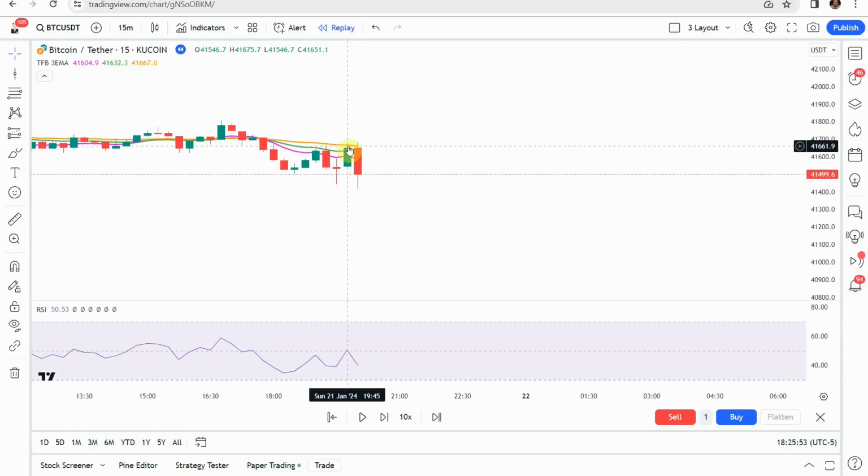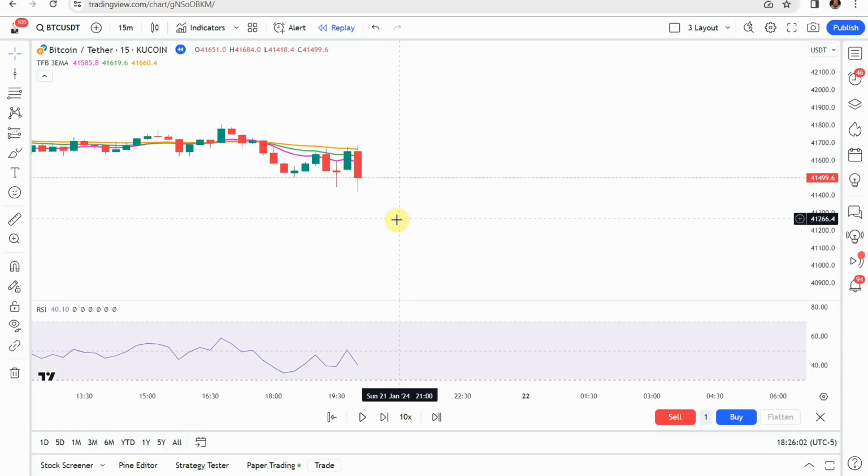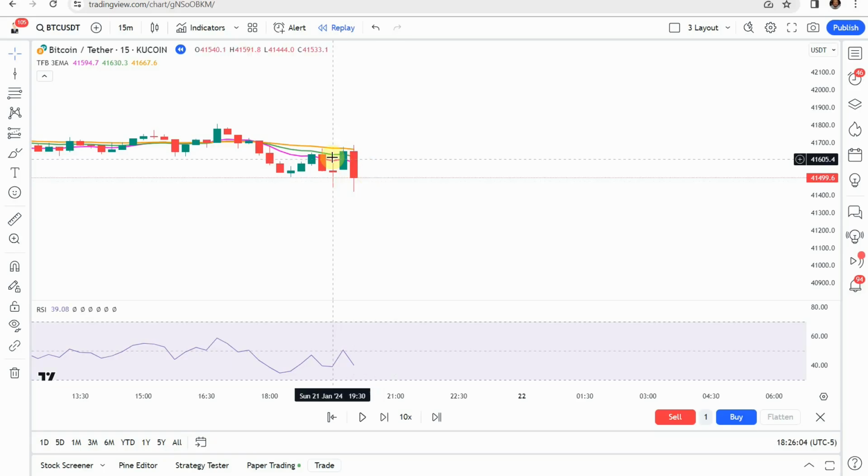And when it does that, I'm then looking for the price action to give me a red candle like this right here. This is for a short trade. And when it does this, I want all the EMAs to be legible to see that they are separated from each other at that point.